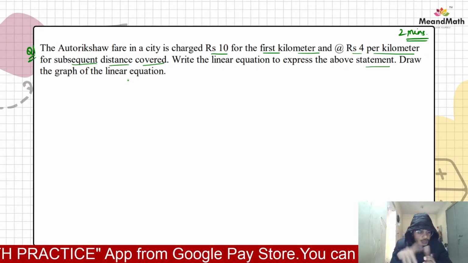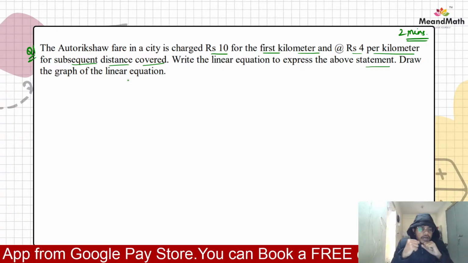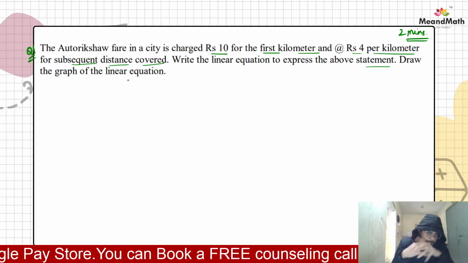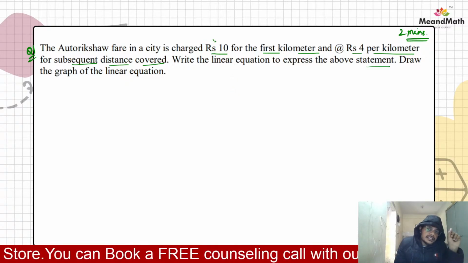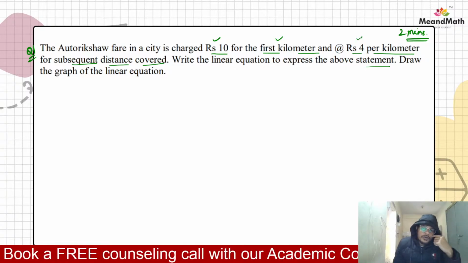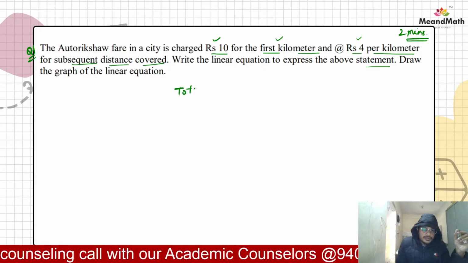First of all, you have to make an equation, then you have to plot this equation. So how would you make this equation? See, he's charging 10 for the first kilometer, all right, and 4 for the remaining. So what is your total distance?